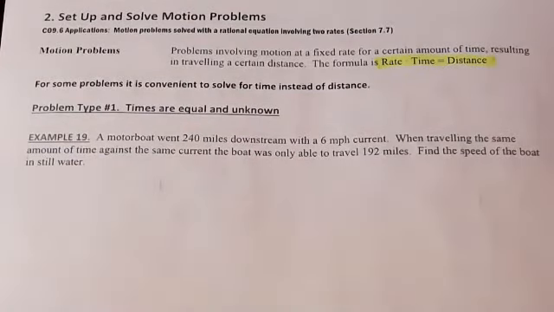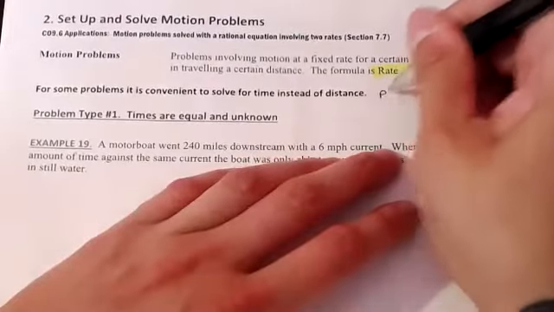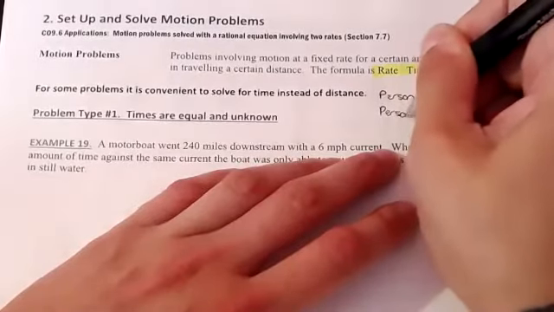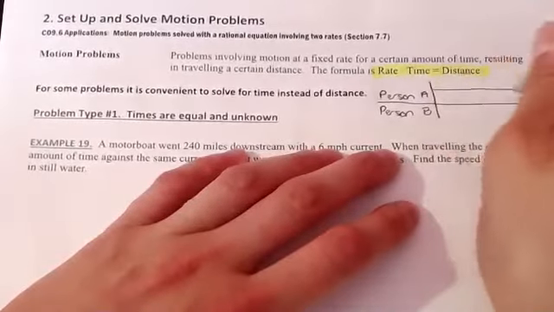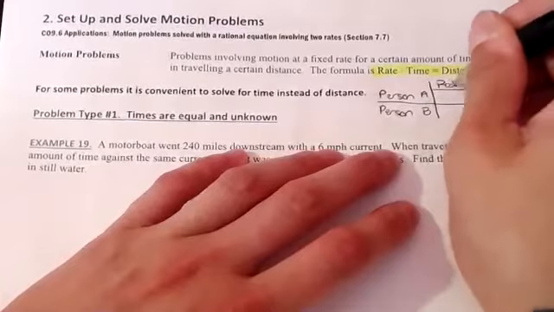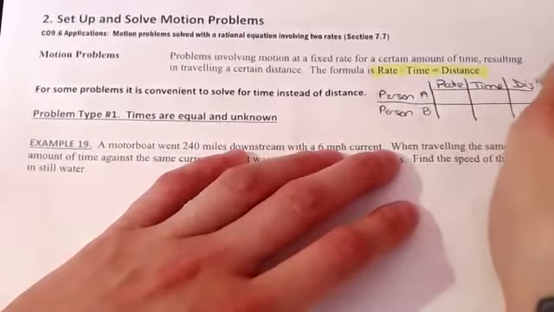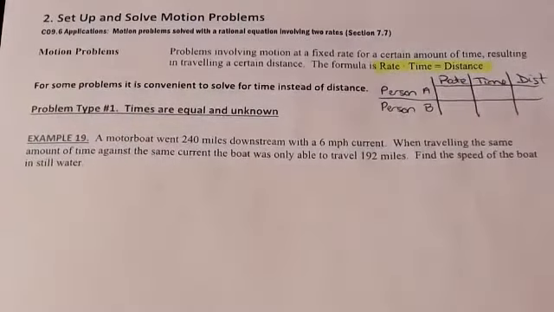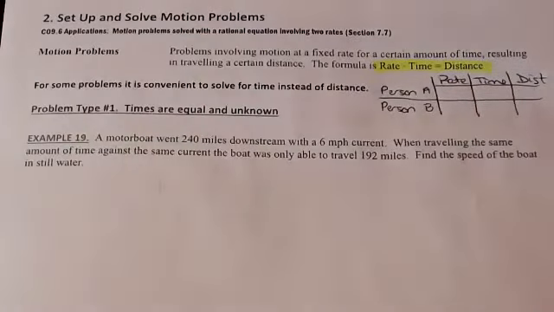That's actually really important for us to remember. Also recall from our past experience, we would set up our chart as, for instance, person A, person B, and it doesn't have to be a person. It could be a train or a car or two cars or whatever. And we always set it up where our columns were rate, time, distance. So that was the setup every single time we did motion problems back in 09-08. That was our general chart.